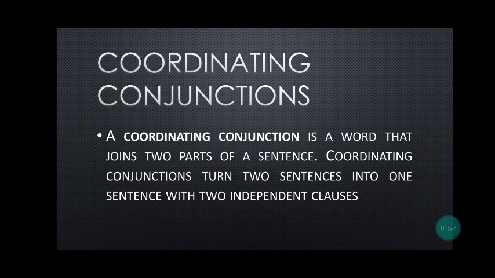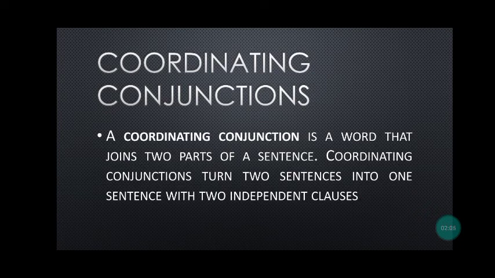Now, let's move on to coordination conjunctions. These work in ways that parallel the simple conjunctions listed above, but they are more complex. The definitions of these words can overlap, so you want to be careful about how and when you use them. Consequently, therefore: something happened or something is true because of something preceding it. A coordinating conjunction is a word that joins two parts of a sentence. Coordinating conjunctions turn two sentences into one sentence with two independent clauses.